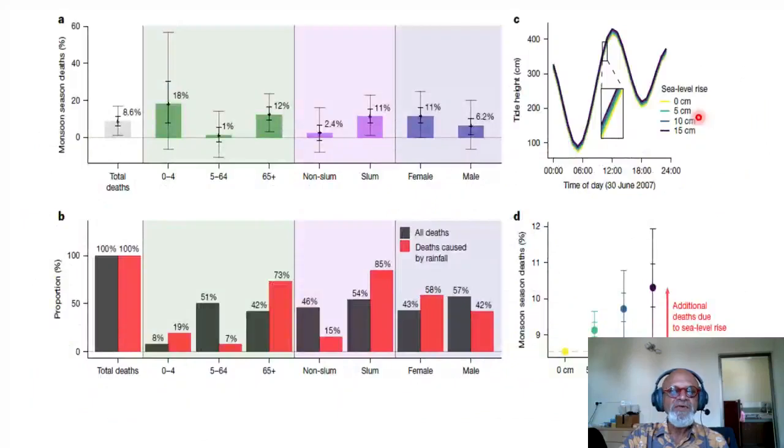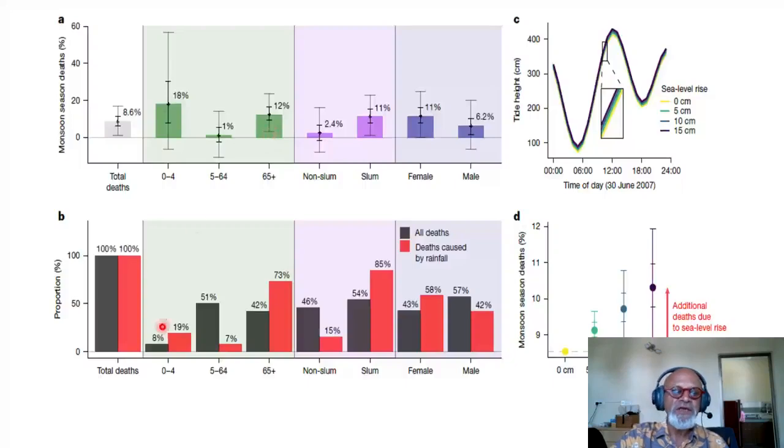Okay, so this is just looking again at monsoon season deaths, total deaths, and then age groups. This is for all groups, and non-slum and slum, and female and male. You can see clearly non-slum people die much less than slum people, but here children die much more than the 5 to 64 age group, and 65 plus also die more.